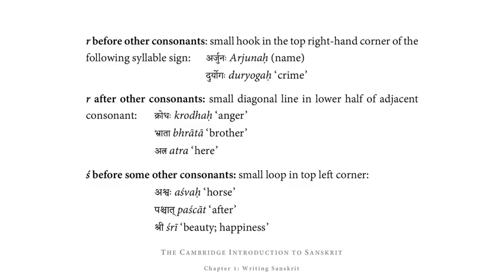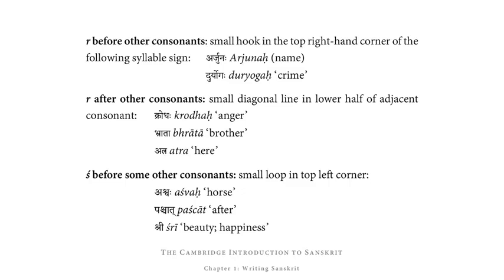Then finally, if you have a sh before at least some other consonants, this will be indicated by means of a small loop in the top left-hand corner of this new conjunct consonant. So for example, in the word ashwach, we have this little loop, and underneath we have the oval that indicates the w, and then the downward stroke that also belongs to the w, and so we have ashw, ashwach.